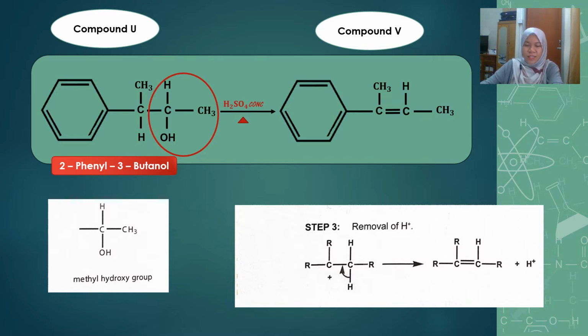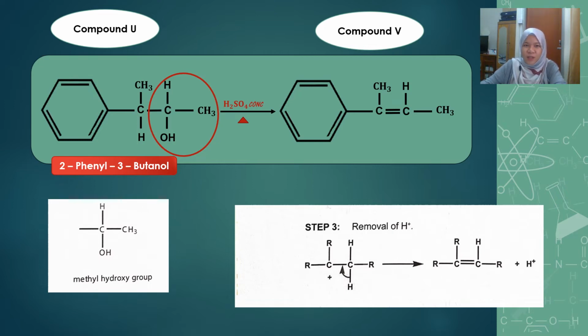Okay, so this is the reaction between compound U and heated concentrated sulfuric acid that will become compound V. So let's give the name for compound V. What is the name for compound V?